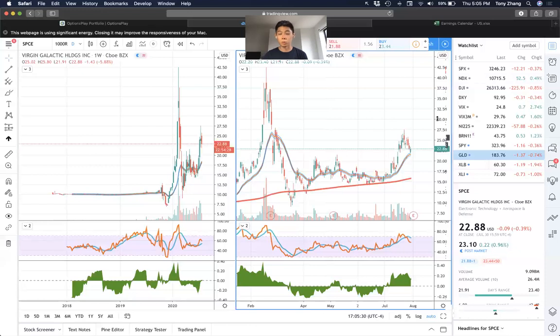This is one of those really speculative plays where you should allocate a relatively small portion of your portfolio, but if you want to play it, I think this is a nice setup. And I quite like the timing on this right now.